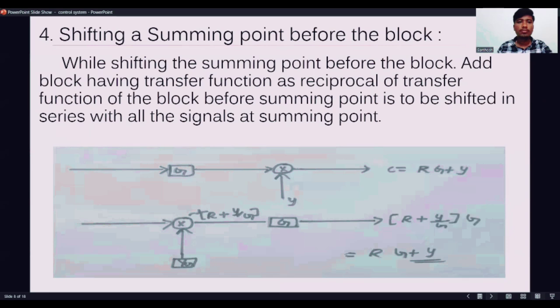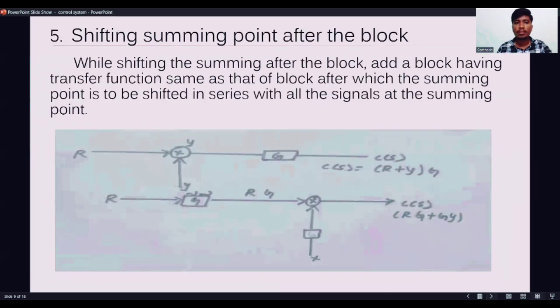Next, shifting a summing point before the block. While shifting the summing point before the block, add a block having a transfer function that is the reciprocal of the transfer function of the block before which the summing point is to be shifted, in series with all the signals at the summing point. And here is a block diagram to show how the summing point shifts before the block.